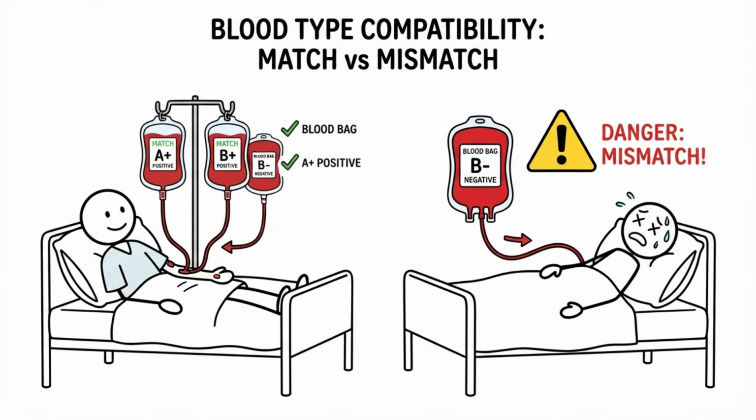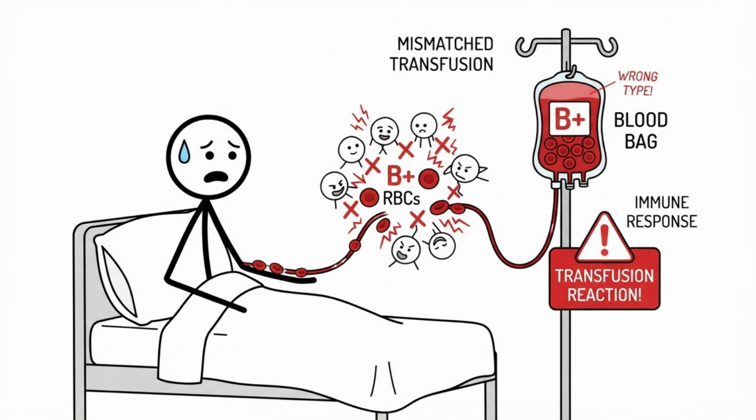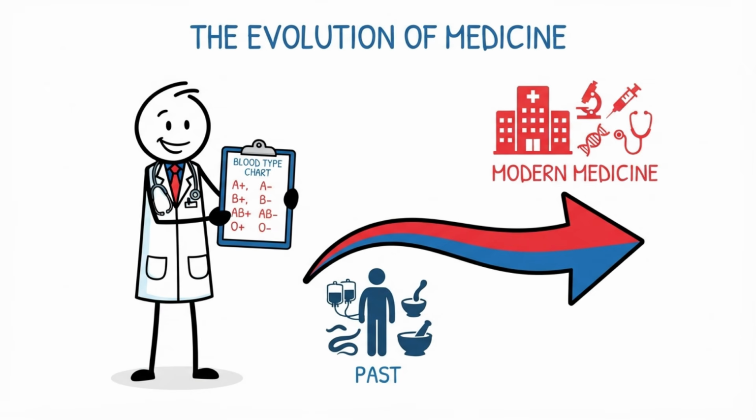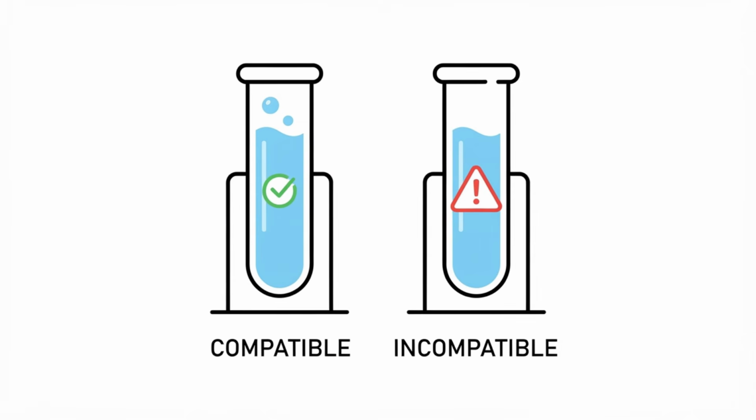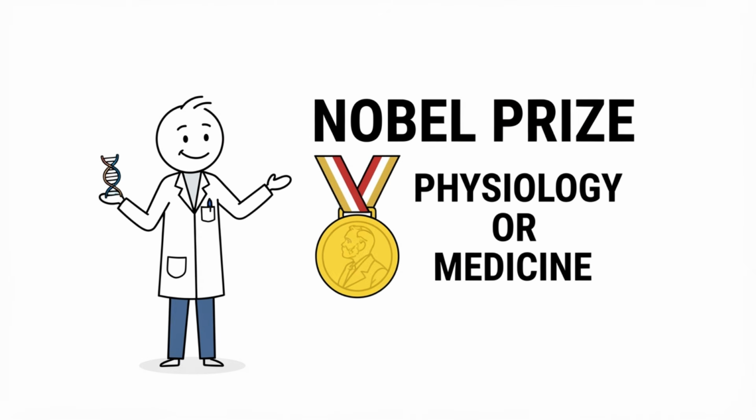This is why blood transfusions require careful matching. Give someone incompatible blood and their immune system can react. That discovery changed modern medicine. In 1900, Austrian scientist Karl Landsteiner identified the ABO blood groups. His work explained why some blood mixtures reacted dangerously. Landsteiner later received the Nobel Prize in Physiology or Medicine.